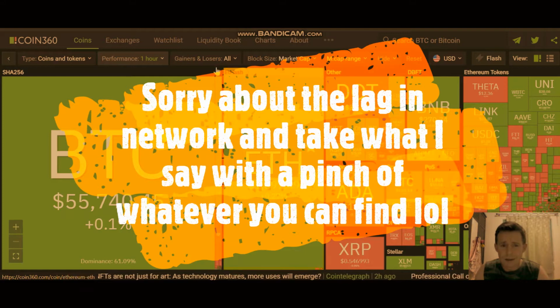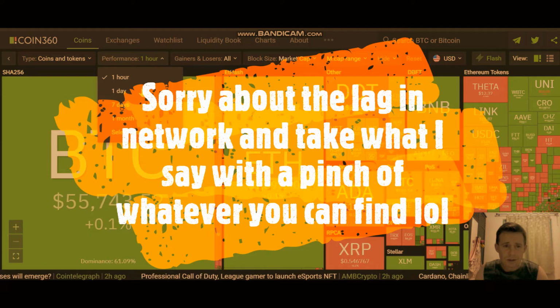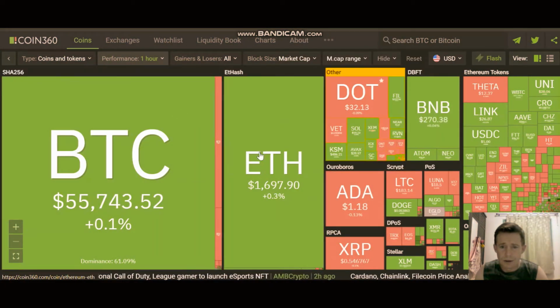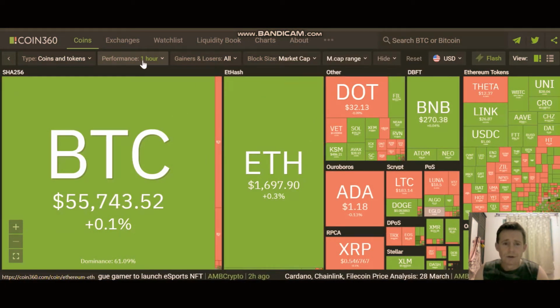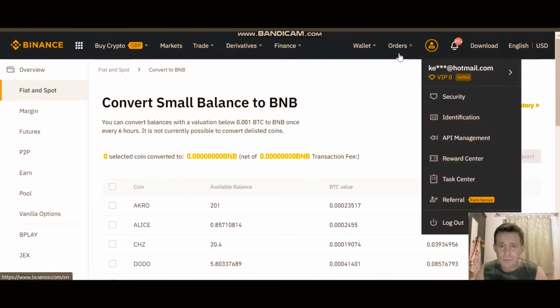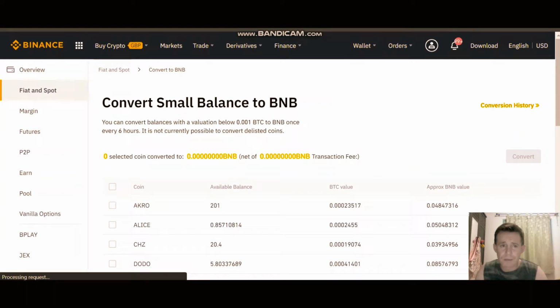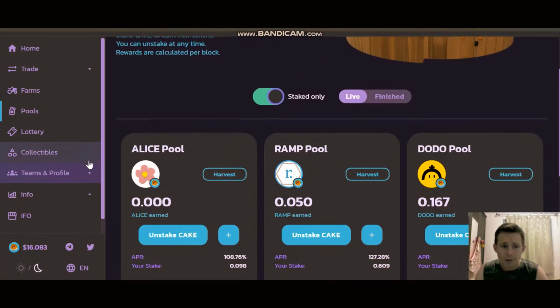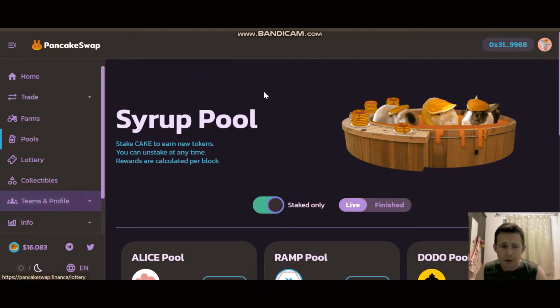Okay, as you can see here, we have Coinmarket 360 open. Basically, what I do is I work between Binance and PancakeSwap. PancakeSwap would be relatively new to the whole crypto-verse.